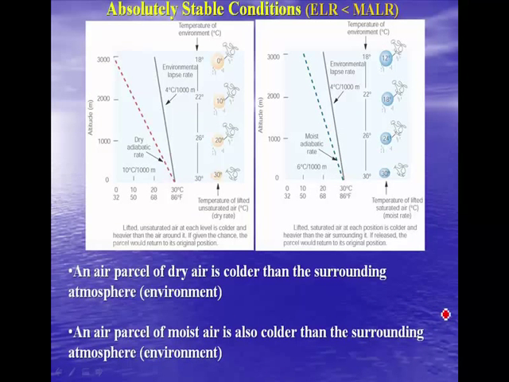And again, here we've got a situation that we're terming absolutely stable. Let's look at this. Again, the temperature of the environment changes 4 degrees Celsius per kilometer. The change in temperature of the dry air parcel is 10 degrees Celsius per kilometer. So the air parcel of dry air, right here, at 20, is colder than the surrounding atmosphere at 26. If we look at a moist air parcel, same thing. The moist air parcel is colder than the surrounding atmosphere, which is 26 in this case, and so it will want to sink back down.